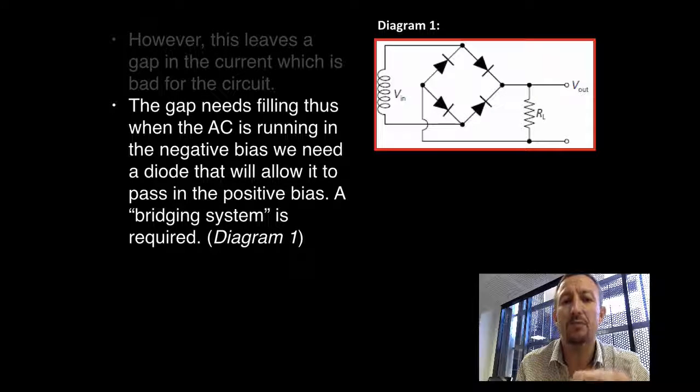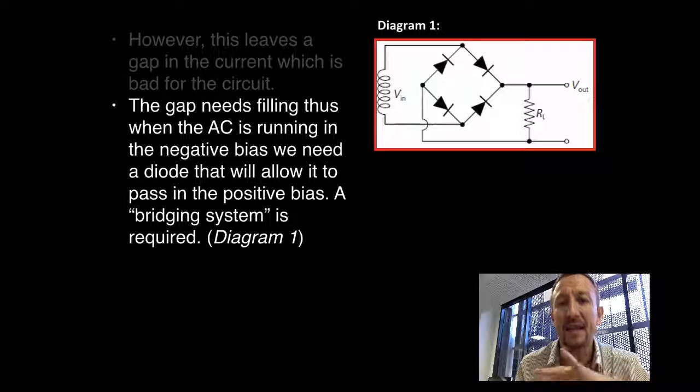So we use something called a bridge rectifying system, which is 4 diodes working together. Now what you've got here on this diagram 1 is your bridge rectifying diode system, often called a Wheatstone bridge. You've got your 4 diodes, and then you've got your voltage in. This is coming from a transformer, and then that's passed across a resistor, and then obviously you get your voltage output.